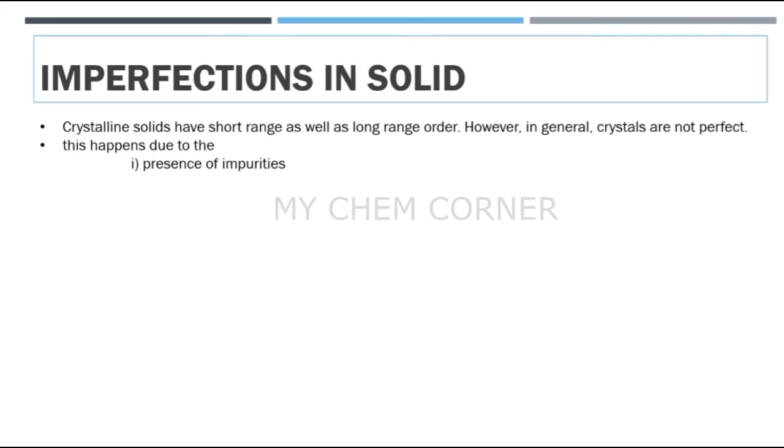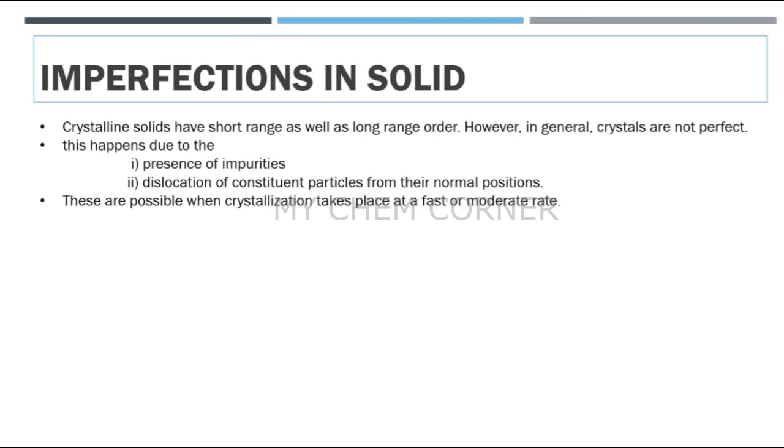There are 2 reasons for it. These will happen either due to the presence of impurities or in case there is a dislocation of any constituent particle from its position. So these are the main 2 reasons why there are imperfections in solids, or why crystals don't have a perfect geometry, or even if they have a perfect geometry, it could be disturbed due to this. Now, when does this happen, when are impurities there, or when does this dislocation of constituent particles take place?